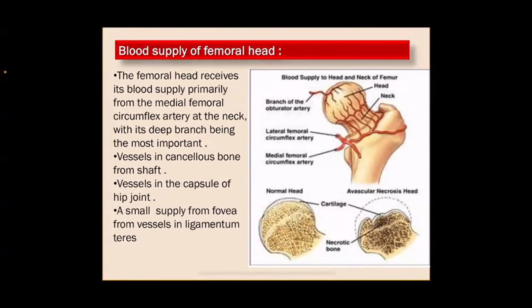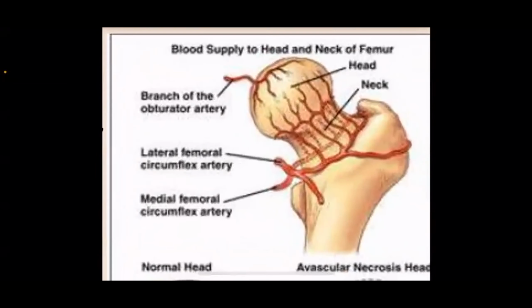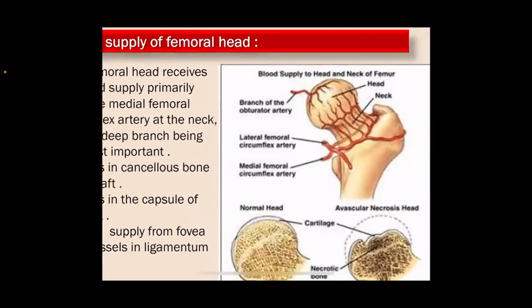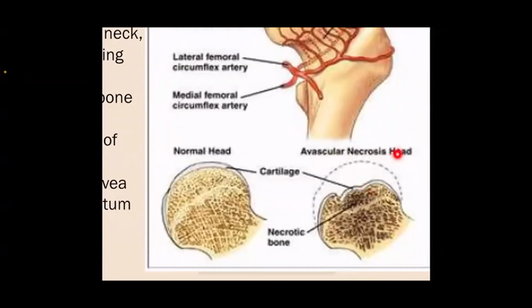vessels in ligamentum teres. So this is a diagram showing the head of the femur, the neck, with the lateral femoral circumflex artery, medial femoral circumflex artery, supplying head and neck with the branch of the obturator artery. This is the head in normal, and this is the head in avascular necrosis.